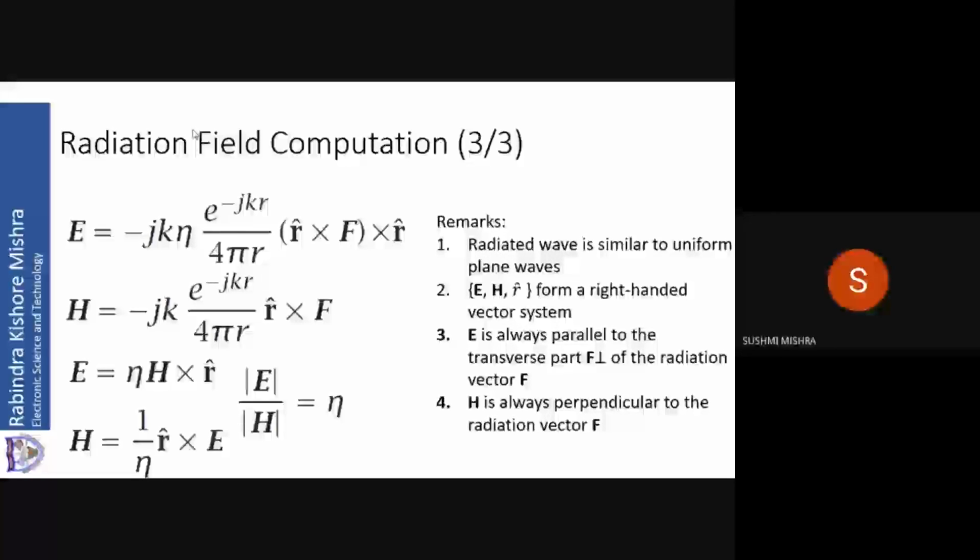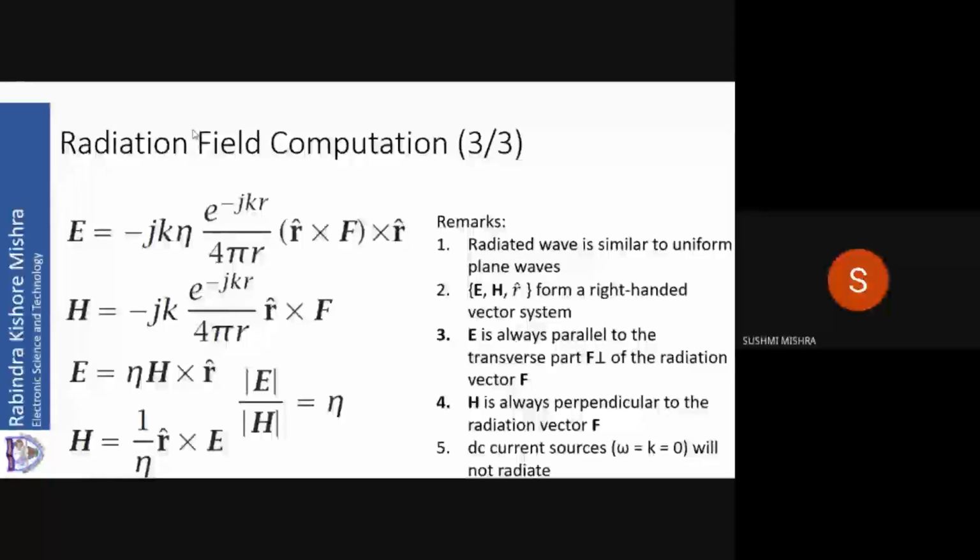E is always parallel to the transverse part of the radiation vector, F perpendicular. We'll see what is F perpendicular just now. H is always perpendicular to the radiation vector F. So this is what we have seen.